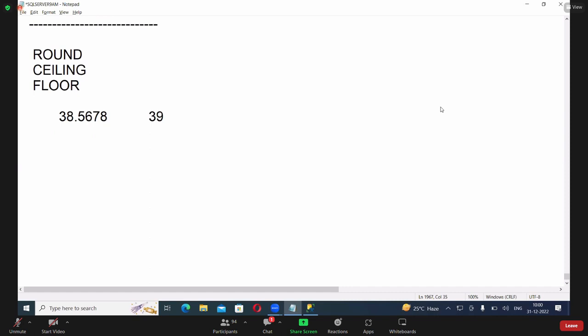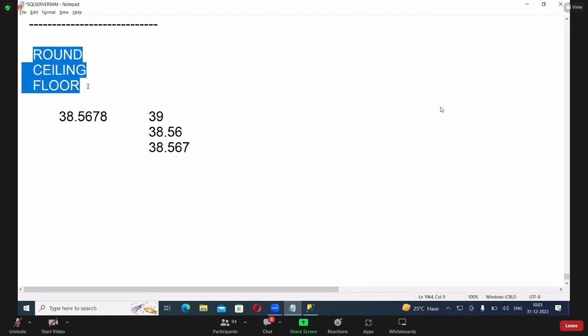Otherwise, you want to round this value to 38.56. That means you want to round this value to how many decimals? 2 decimals. Or you want to round the number to 3 decimals, 38.567. So you want to round the value to the integer, to 2 decimals, or to 3 decimals. If you want to do this, then these functions are used.